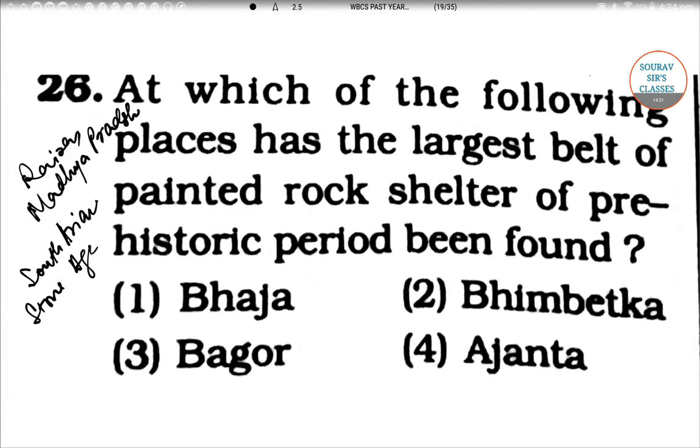Some of the Stone Age rock paintings found among the Bhimbetka rock shelters were approximately 30,000 years old. So these were the general knowledge parts which I discussed, but the correct option to this question will be Bhimbetka. It is option number 2. So you can write that option 2 is correct. Let's move to next question.